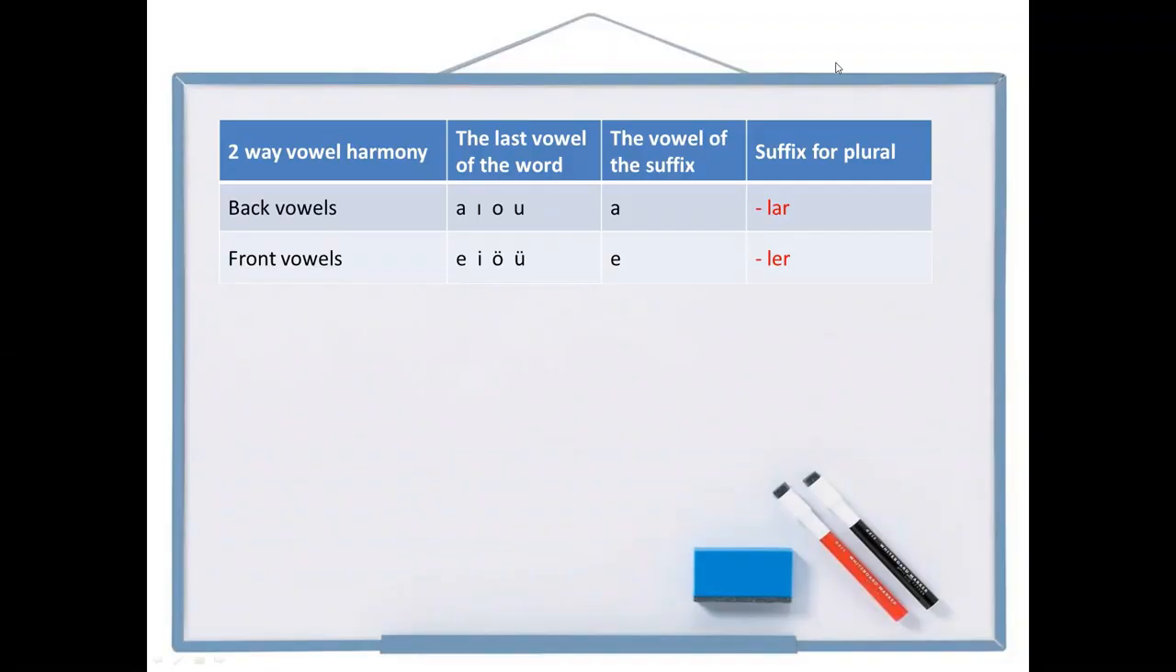In this lesson we are going to learn the vowel harmonies in Turkish. There are two different vowel harmonies in Turkish. One of them is two-way vowel harmony and the other one is four-way vowel harmony. Let's begin with two-way vowel harmony.